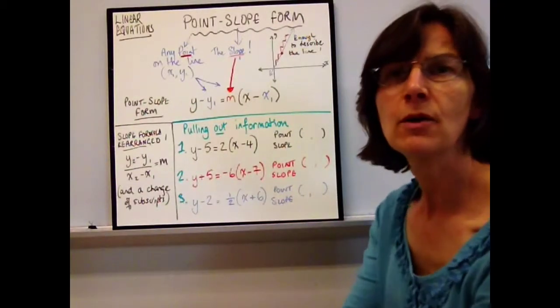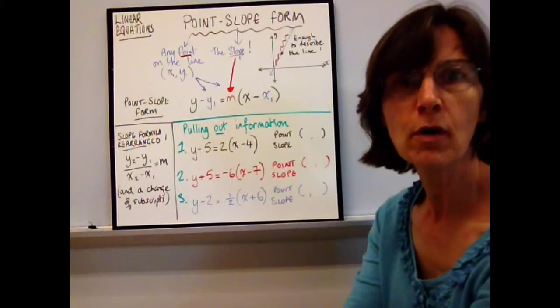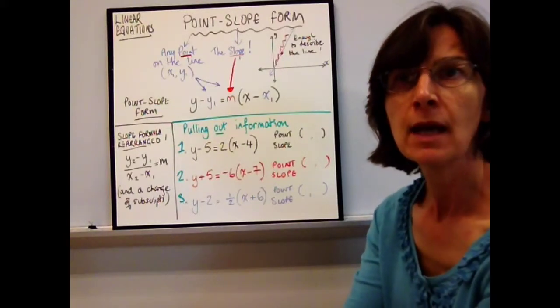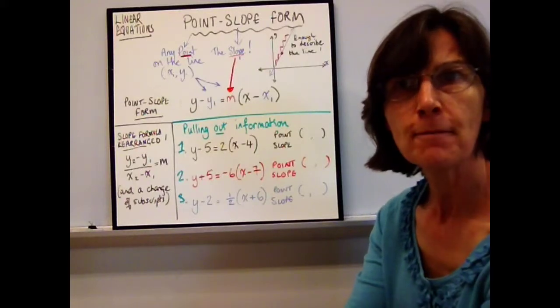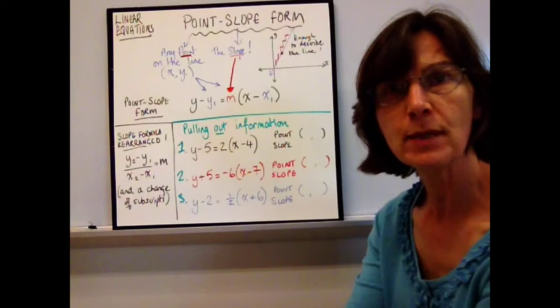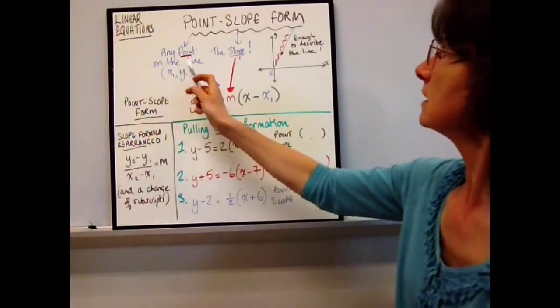So, here we are on linear equations still, and we're looking at another form of equation that we can use to represent a linear function. It's called point-slope form. And it's really quite straightforward, because all we need for point-slope form is a point and the slope.